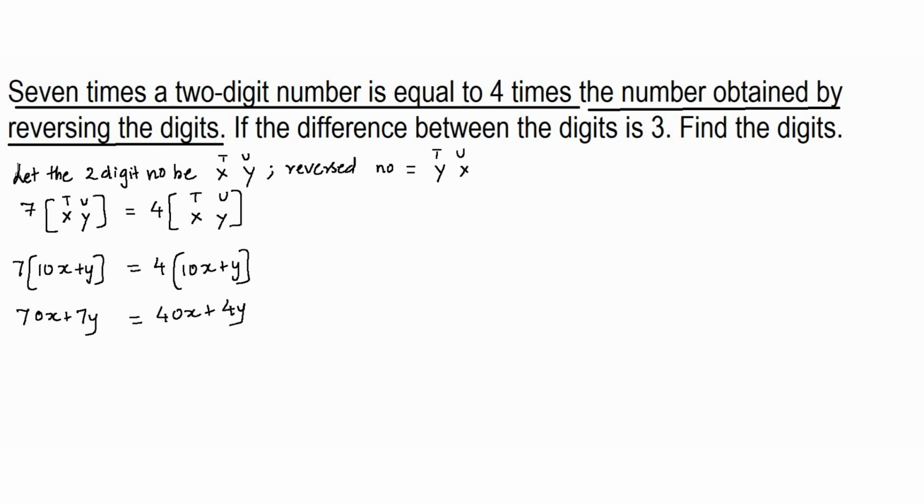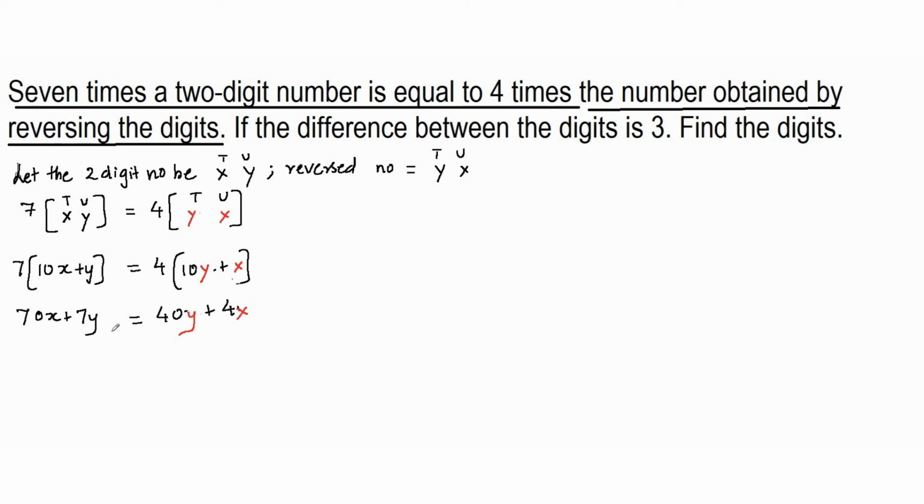I think I made a mistake here. Instead of xy, it should be yx, isn't it? Because that is the reversed number. So let's correct the mistake. Yeah. So the reversed number is now going to be yx. Okay, let me write that in red. So yx means 10y plus x, and therefore that's going to be 40y plus 4x.